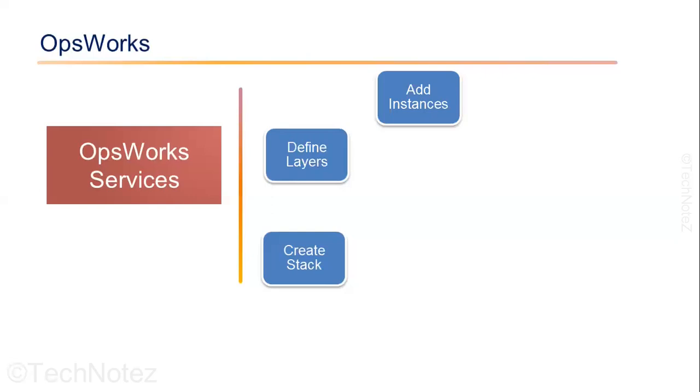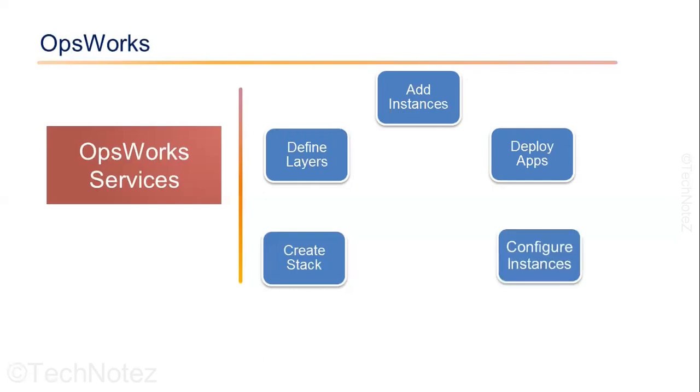Add instances. Add instances to each layer in your stack. You can use OpsWorks to automatically launch the instances, or you can add existing instances that you have already launched. Deploy the app. Deploy your application code to your instances. OpsWorks can pull the code from Git or AWS CodeCommit repositories and deploy it to your instances.